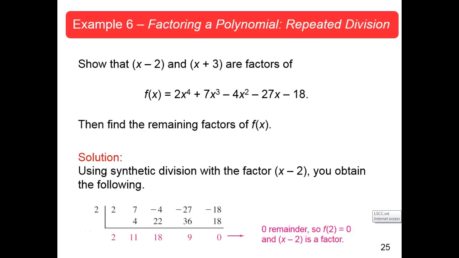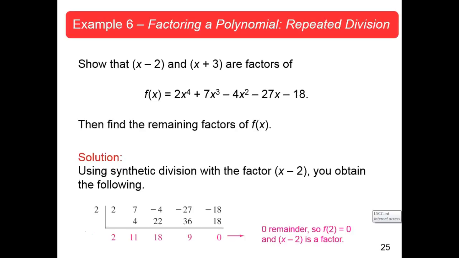Okay, so you put 2 on the outside, because x minus 2 would be equivalent to x equal to 2, okay? And put the coefficients inside, making sure that you account for every term and that they're in descending order of the powers. Yep, got it. And then skip a line, draw a line. Okay, bring down the 2, then multiply and add.